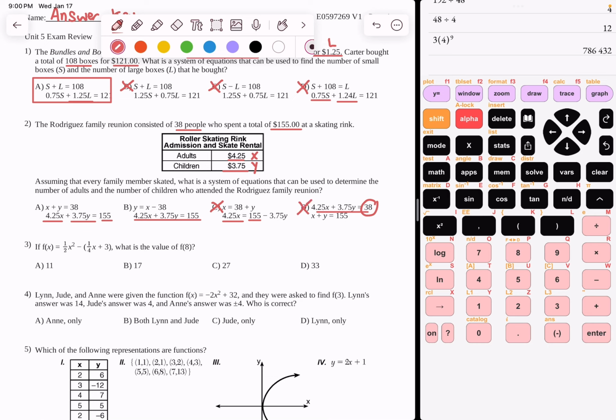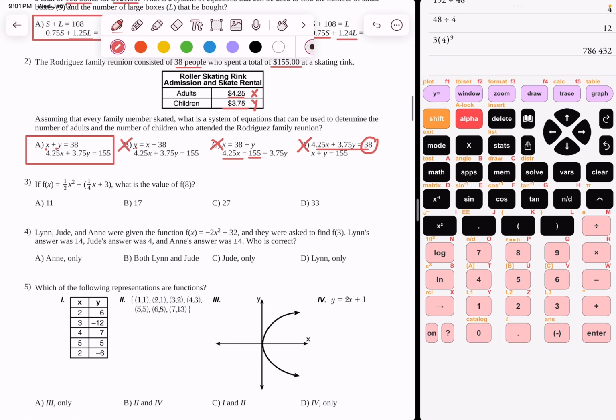So between answer A and answer B. Let's look at the first equation. The first equation is saying X, the adults, plus the children equals 38 people. Or B is saying Y, being the children's, equals the adults minus 38. Not that. So it's not going to be that one. So it will be answer choice A. All right, perfect.